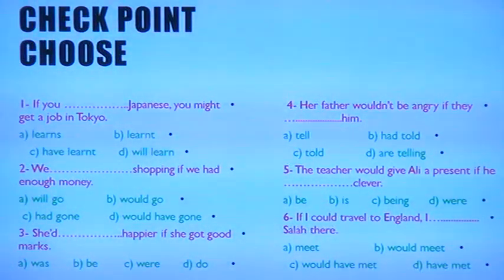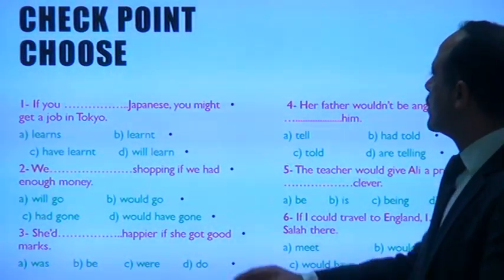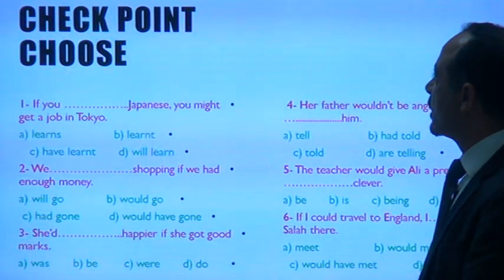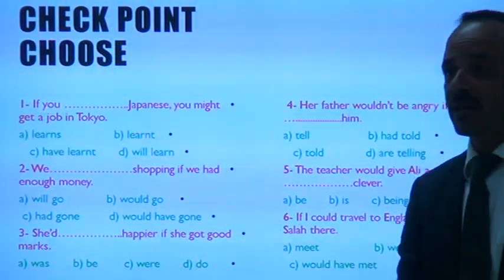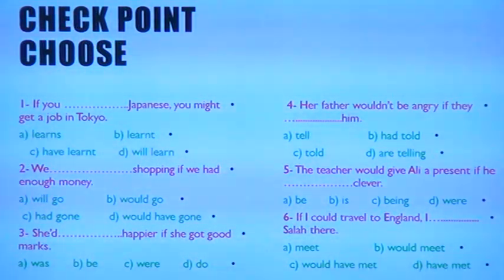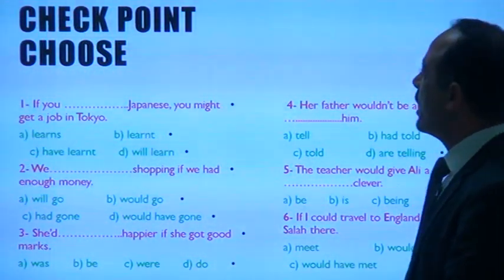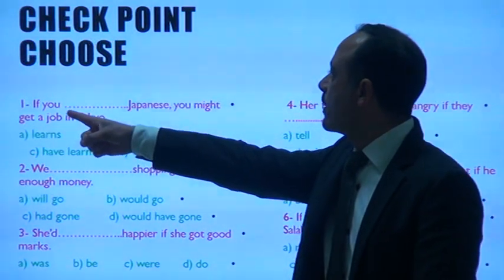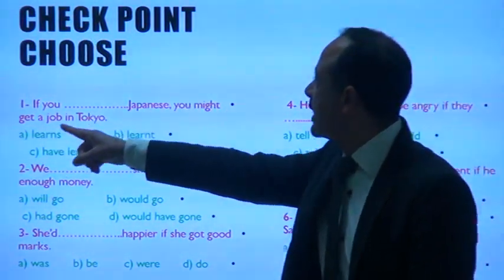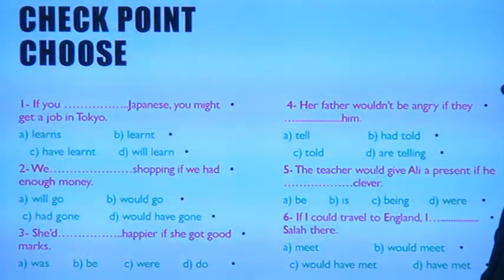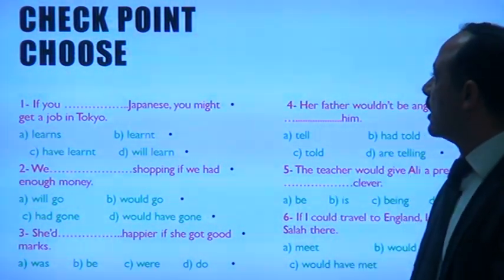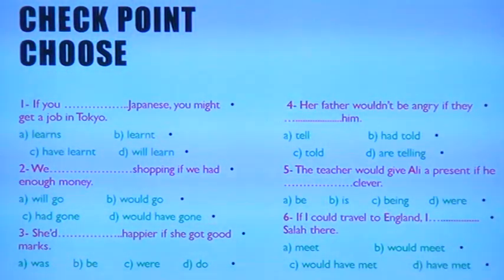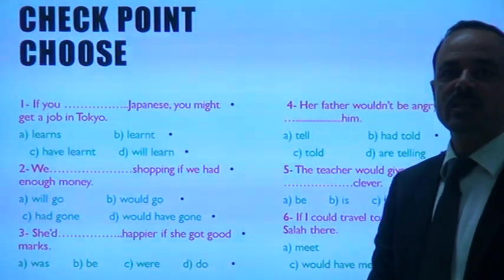Checkpoint, choose. If you ___ Japanese, you might get a job in Tokyo. Japanese is the language spoken in Japan. Here I'm having if, might get. So what is the verb in the if clause? Learns, learned, have learned, will learn. Which tense do I need here?